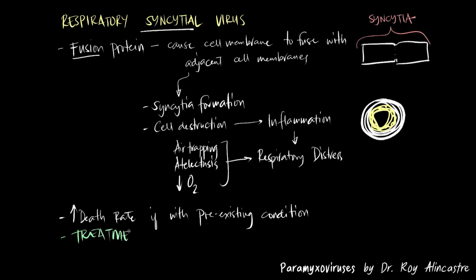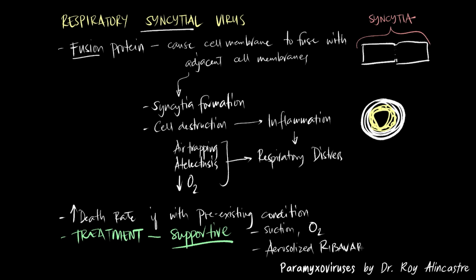Treatment is actually mainly supportive. Removal of secretions or suction to prevent airway obstruction and to allow good ventilation, and oxygen supplementation. Aerosolized ribavirin has also been approved for the treatment of lower tract disease caused by RSV. RSV antibodies in immune globulin are also helpful. But vaccines are difficult to make, mainly because of the target group of infants. So as of now, vaccines are still being developed.